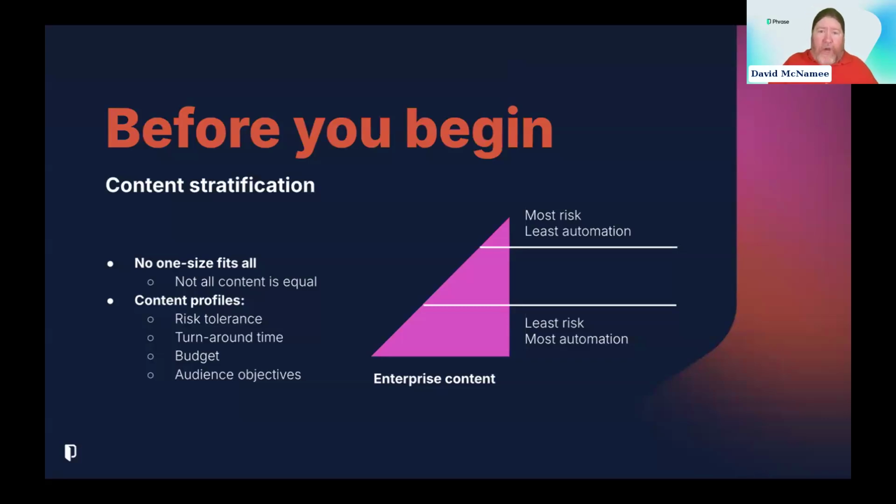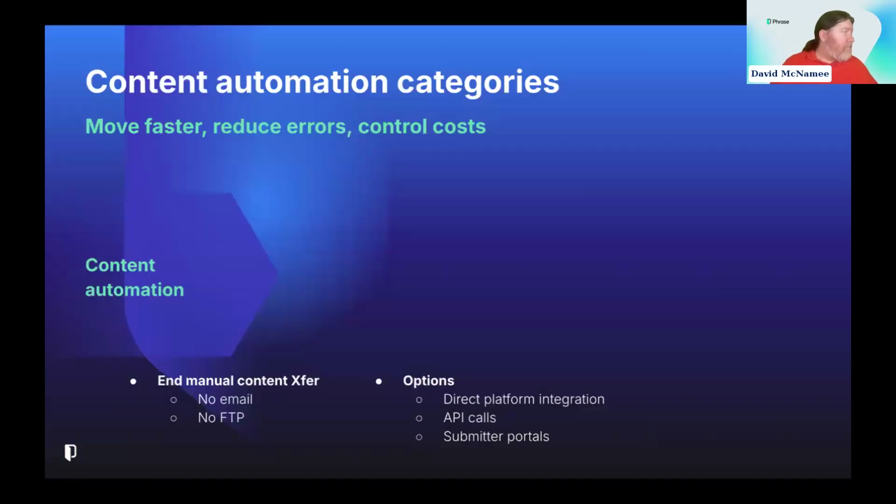and your content strategy can then be stratified based off of your risk tolerance, the velocity with which you need those translations to be returned to you. What are your cost issues, and what are you trying to do with the audience for that particular kind of content? So digging in, first thing that we're going to want to look at is content automation. And we're going to look at 4 different automation categories, essentially, as we go through the discussions today.